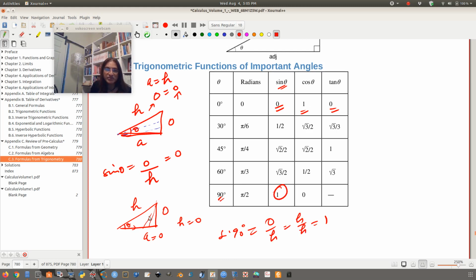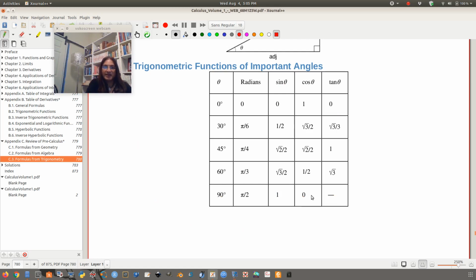Cosine is adjacent over hypotenuse. Adjacent is 0, so this is 0. And tangent is the height divided by 0 length. So it's divided by 0. So it's undefined, or you can say it's positive infinity. So this finishes deriving the entire table.